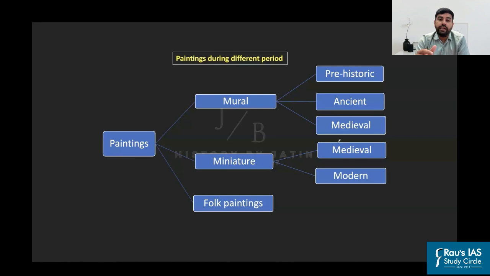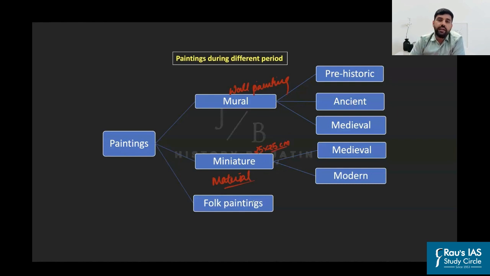So when it comes to paintings, this is the basic classification. We have three kinds of paintings. The first one being mural, which is also known as wall paintings. Then we have the other two, which are material paintings, maybe on a piece of paper, maybe on a piece of cloth, could be anything. Now, miniature paintings are 25 by 25 centimeters. This is the ideal size of a miniature painting.